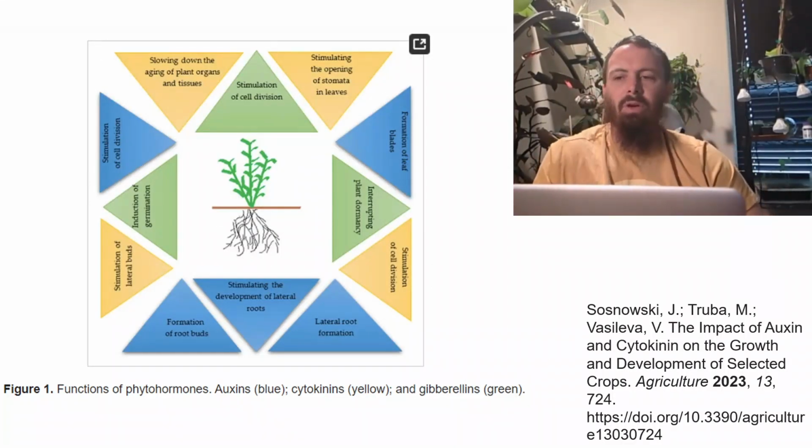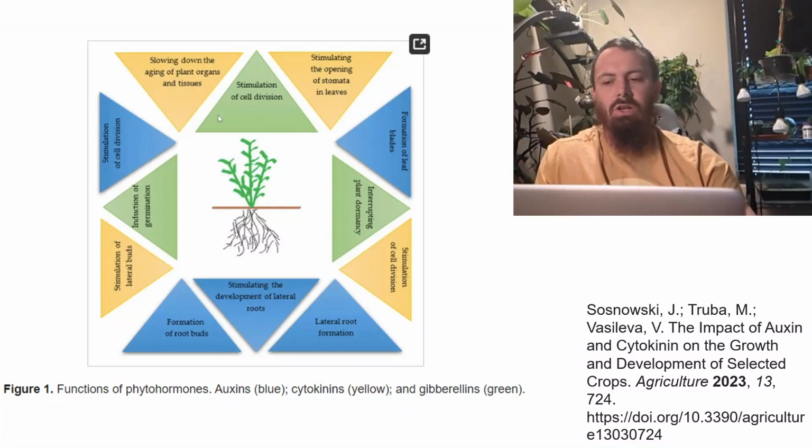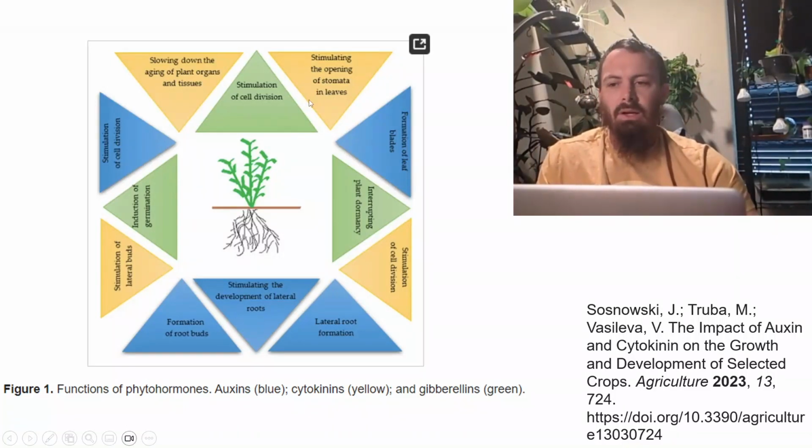So here's a little summary table I thought was useful for those main hormones we just talked about, the auxins, cytokinins, gibberellins. If we start here on the top with the cytokinins in yellow, gibberellins in green, and auxins in blue. So cytokinins slow down the aging process of the plant, while gibberellins increase cell division, and cytokinins also help with stimulating the opening of the stomata in leaves. Auxins, formation of the leaf blade. Gibberellins, interrupting plant dormancy. Yellow cytokinins, stimulation of cell division.